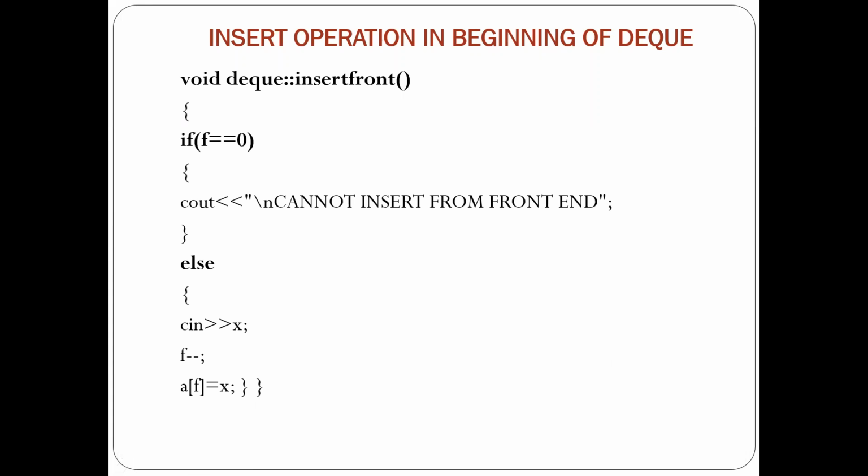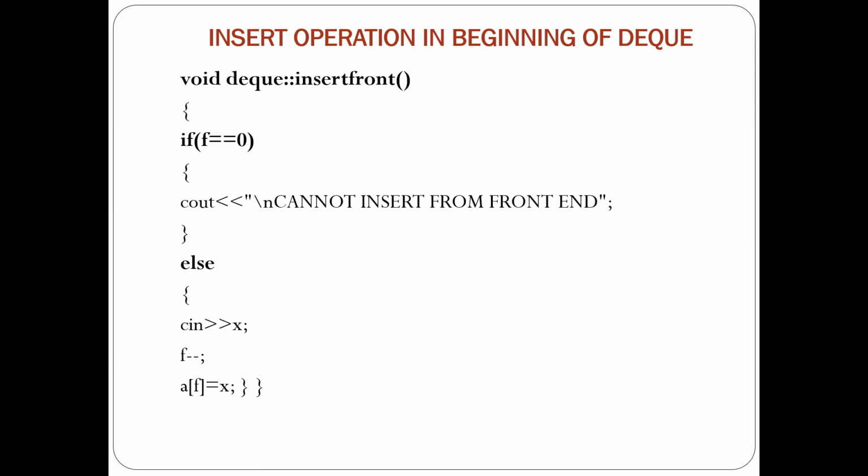While implementing the insert operation, in case of the double-ended queue, we can implement a total of 4 operations. Like in the linear queue, we can implement only 2 operations, insert from the rear and delete from the front. But here, in case of the double-ended queue, we can implement 2 insert operations and 2 delete operations.